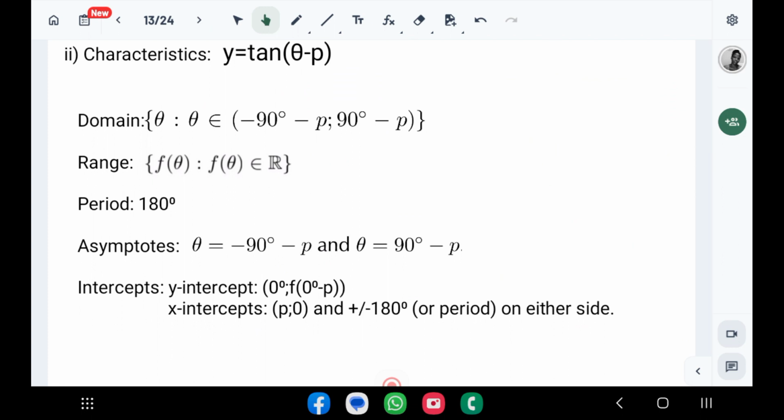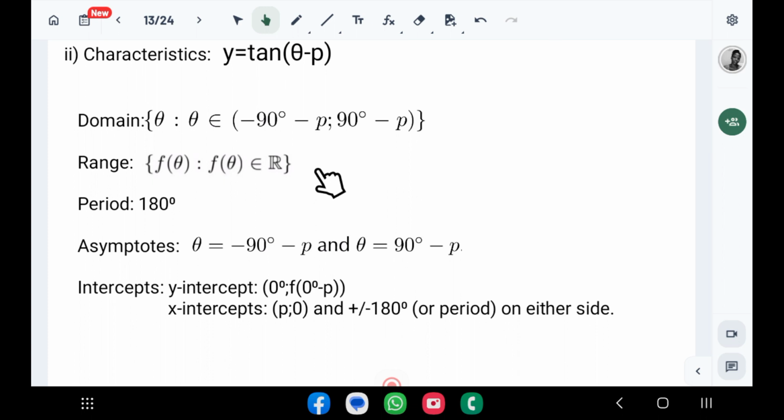Now let's look at the characteristics of functions of the form y equals tan in bracket theta minus p. Your domain for the middle branch is now shifted. Instead of it being between negative 90 and 90 degrees, notice that the shifting also affects the positioning of the domain. In other words, the asymptote. So that's what the asymptote is going to be. Negative 90 degrees minus p, 90 degrees minus p. That's where the asymptotes lie. The period is still 180 degrees, and the range is still y is an element of all real values.